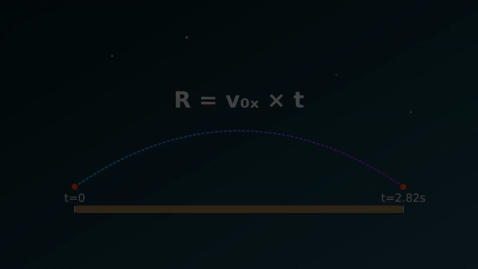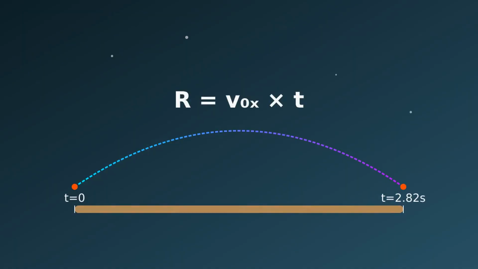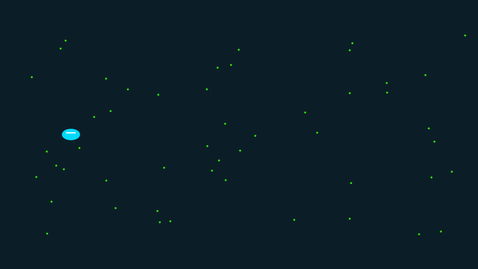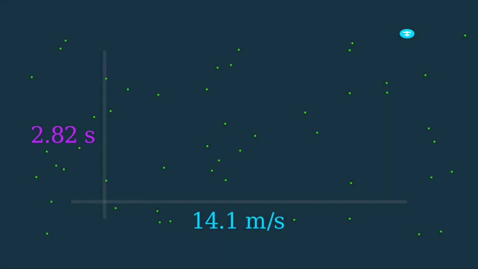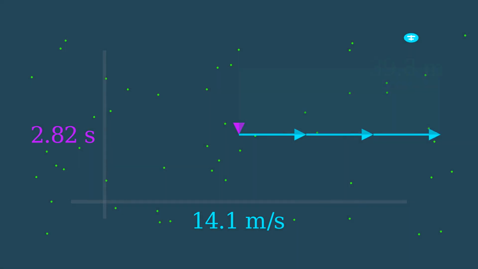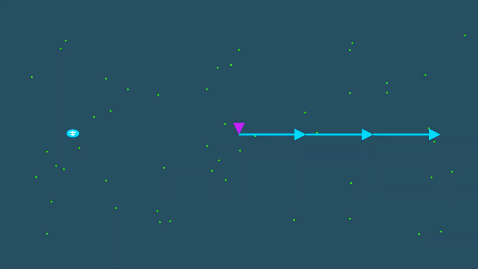Now, range equals v naught x times t. Range is 14.1 times 2.82 equals 39.8 meters. So the ball travels nearly 40 meters downfield.